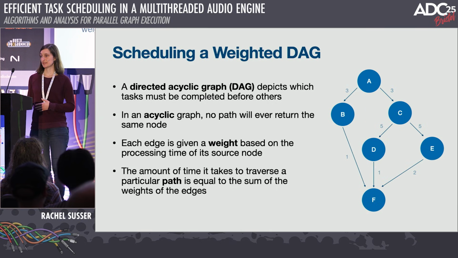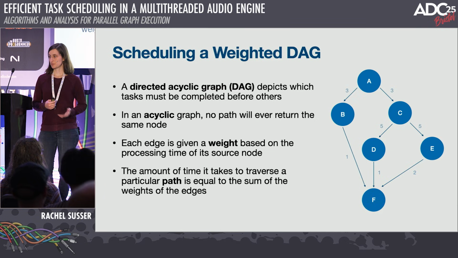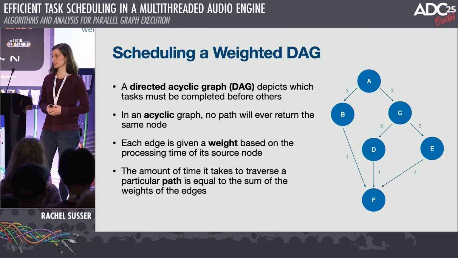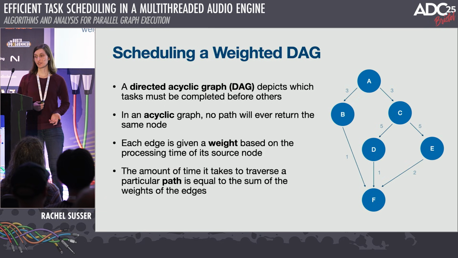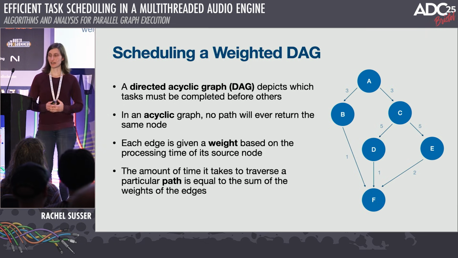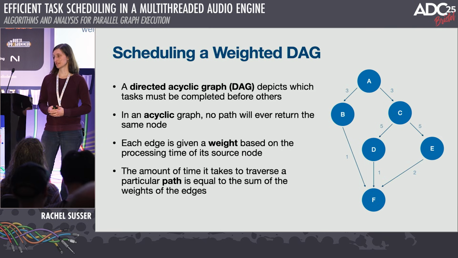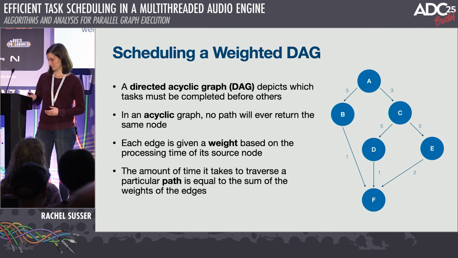For our use case, each edge is given a weight based on the processing time of its source node. A path describes a sequence of steps through consecutive nodes in the graph, and the sum of the weights of the edges of that path is the total time that path takes. And all of the nodes in the graph must be processed once per buffer.